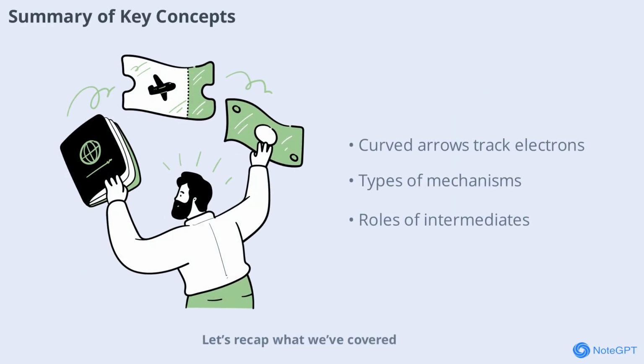Let's recap what we've covered. Organic mechanisms explain how and why reactions occur using curved arrows to track electron flow. We explored substitution, addition, elimination, rearrangement, and radical mechanisms, as well as the roles of intermediates, transition states, and catalysts. Mastering these ideas is essential for success in organic chemistry.